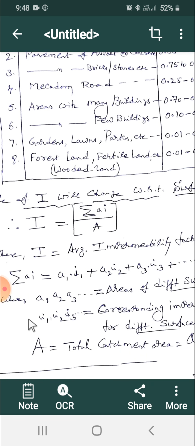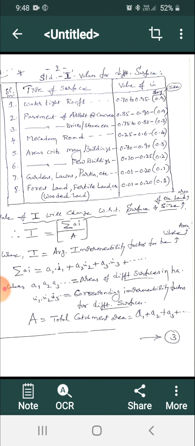See, this will be treated as capital letter I, and this is equal to sigma a into i divided by capital letter A. See, capital A, this is sigma A into I. What is this I? What is this small a? Why are we introducing this sigma? Sigma means what actually? Summation.